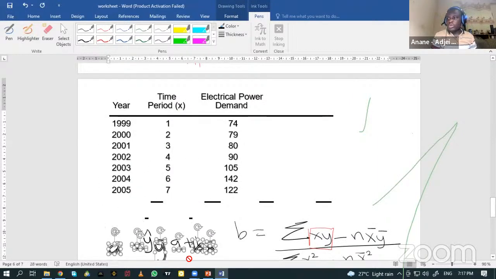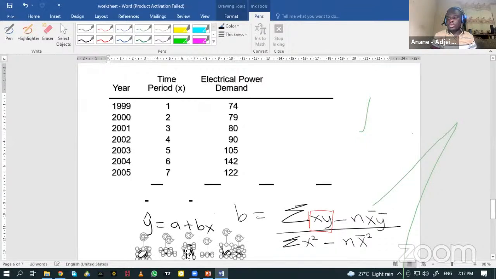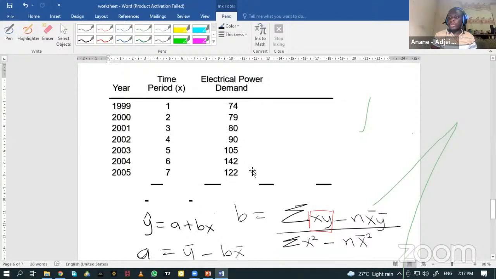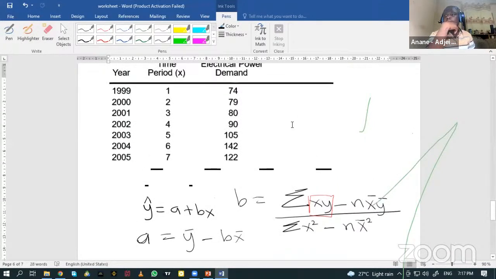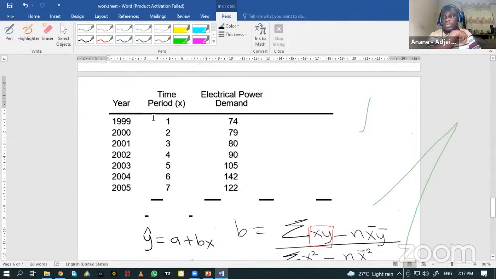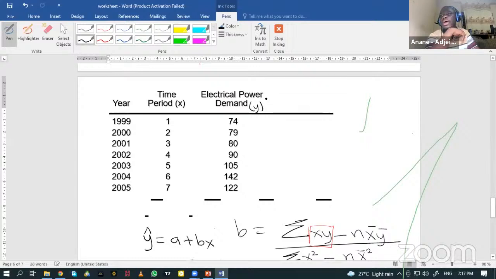So those of you who were here yesterday and understand what we did, you can kindly start using the figures that I've put on the screen to follow up. I'm just trying to use this to help someone. So this is going to be our X, and this is going to be our demand, our Y.